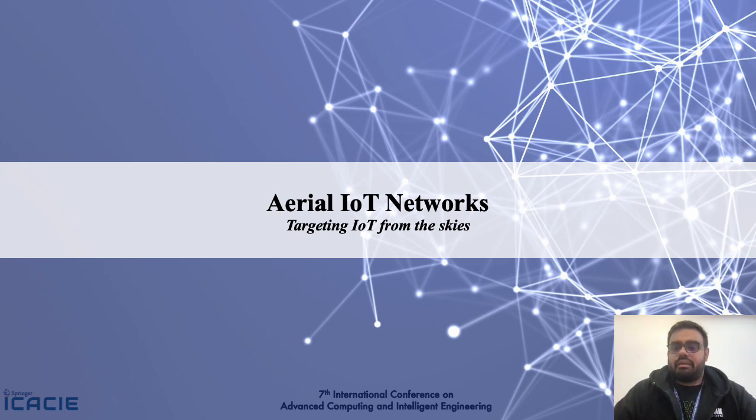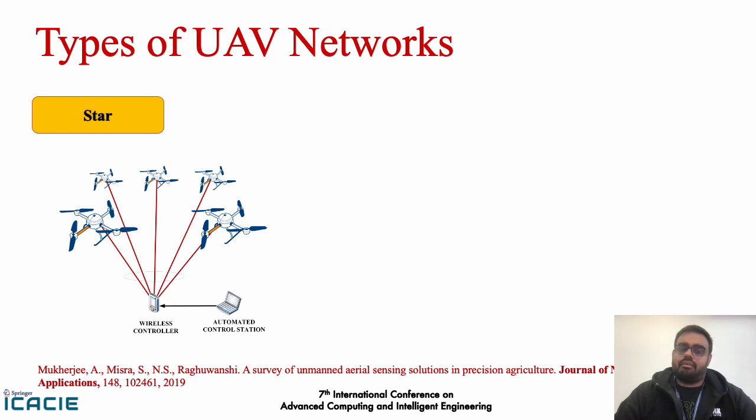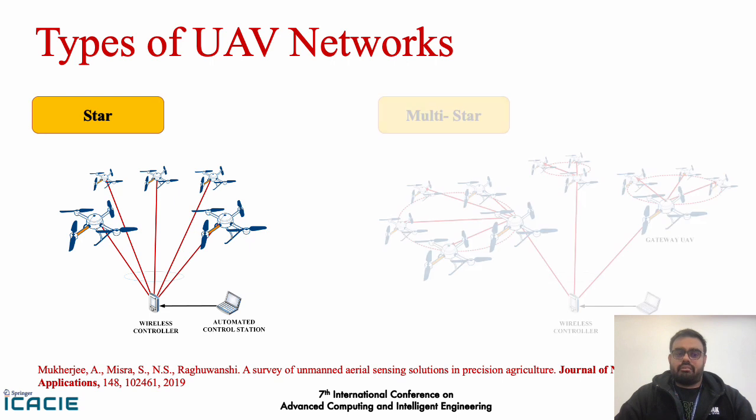Now we discuss some of the typical UAV network and control architectures that are possible for aerial IoT networks. Since this talk is from a networking perspective, this next group of slides is important. Based on the type of UAV networks, we can have a star configuration. In the figure, the UAVs talk to a central wireless controller. Whatever message is being transmitted to the UAVs has to go through that central wireless controller. So that's a typical star configuration.